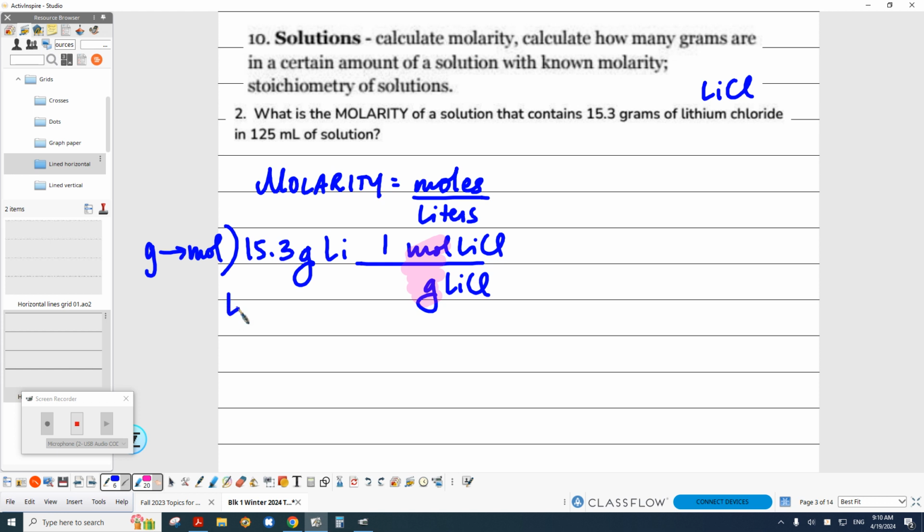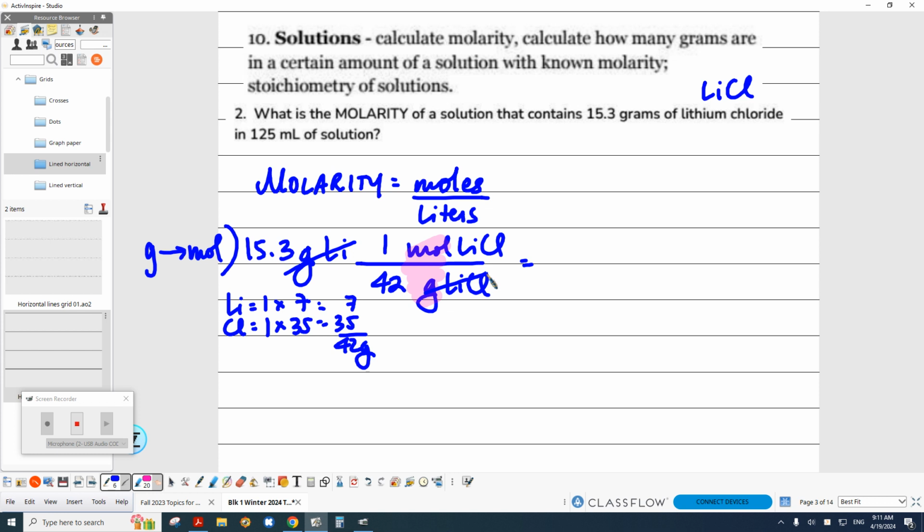So you have to understand that there's 1 lithium and there's 1 chlorine. Lithium happens to be 7 grams per mole, and chlorine happens to be 35 grams per mole. 7, 35, 42 grams. 42 grams is 1 mole. Grams cancel out and we're left with moles.